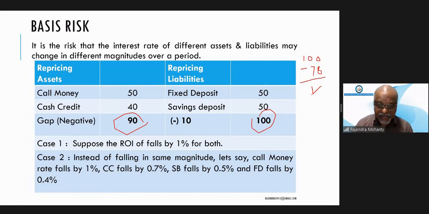Yes, sir. When such a case 2 is given, always apply this 100 thing: 100 minus your 0.78 plus your 0.45. You will get the correct answer. So think what your NII was earlier, how much you have decreased in the income, and how much you have saved due to the fall of the rate of interest on the liability side. You add that, and finally you get the figure. That will be the correct figure. If that matches with your 0.33, then you are doing the correct thing.